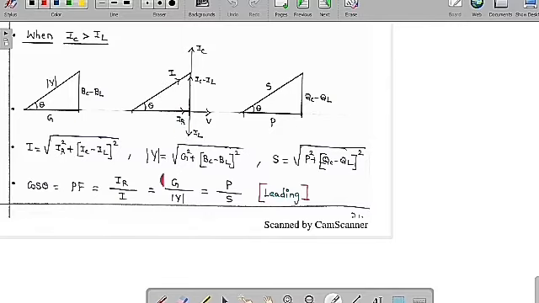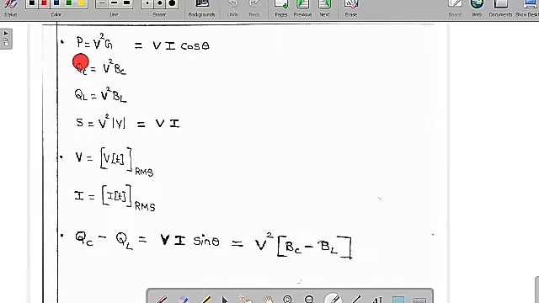In all these cases, the current is always going to lead the supply voltage, so we say it is a leading network. I already told you that P, the active power, is consumed only by the resistor but not the capacitor or inductor. Therefore P is equal to V square by R, or simply V square into G, which is also equal to VI into cos theta.